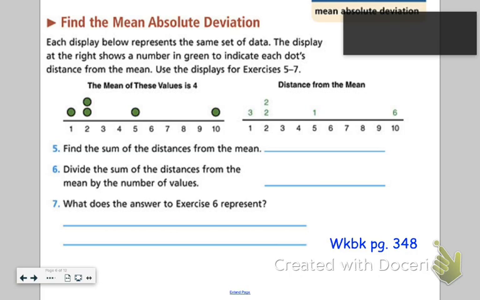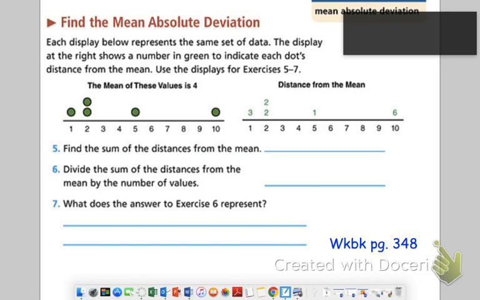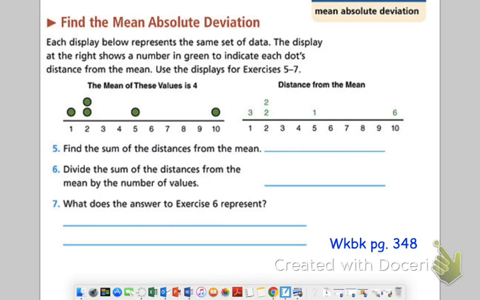So let's talk mean absolute deviation. Each display below, and by the way this is page 348, each display below represents the same set of data. The display at the right shows a number in green to indicate each dot's distance from the mean. Use the displays for exercises 5 through 7. So here's what we're going to do.